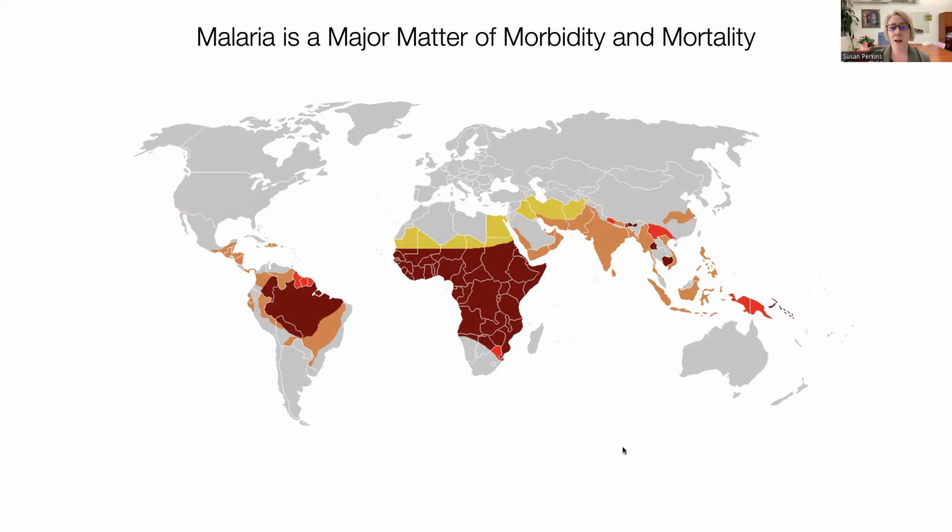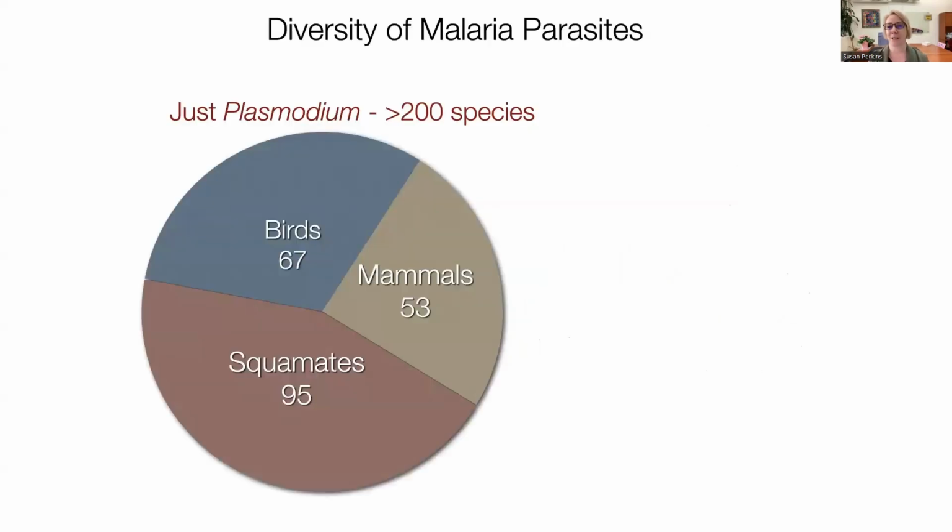So I've done essentially almost no work on human malaria parasites. Of course, they're super important, but they're not as interesting in some ways. That is because the diversity across this group of parasites, and the taxonomy, I'll just say from the get-go, is a complete mess, as you'll see. But the diversity is really impressive.